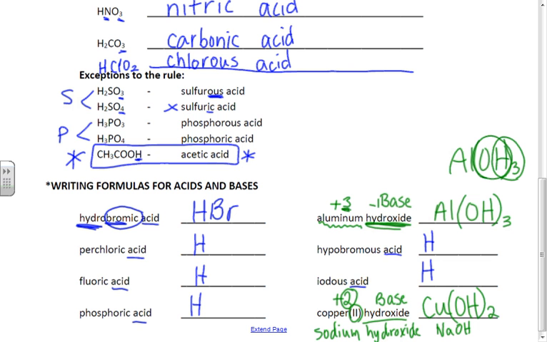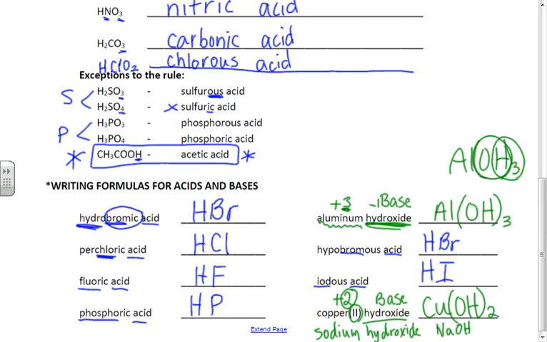We know that all of them will have another element based off of this root. So chlor is chlorine, fluor is fluorine, phosphor is P, phosphorus, brome is bromine, iode is iodine. Okay.